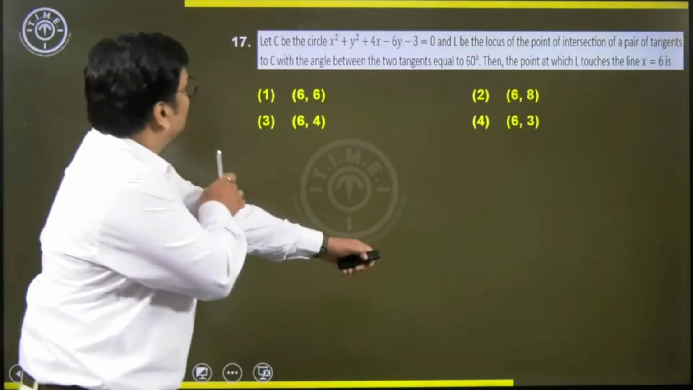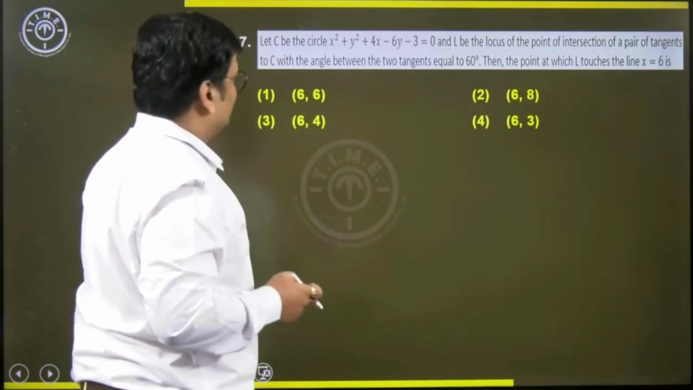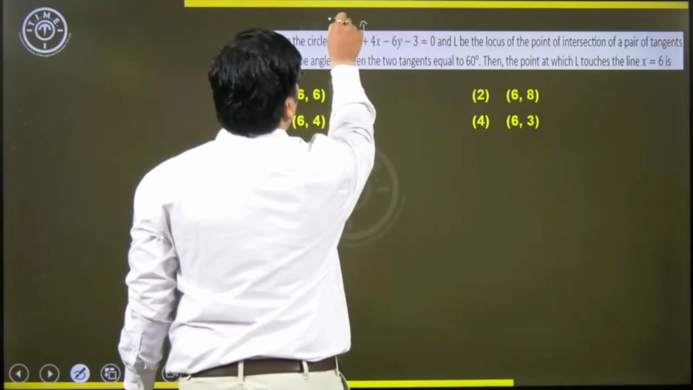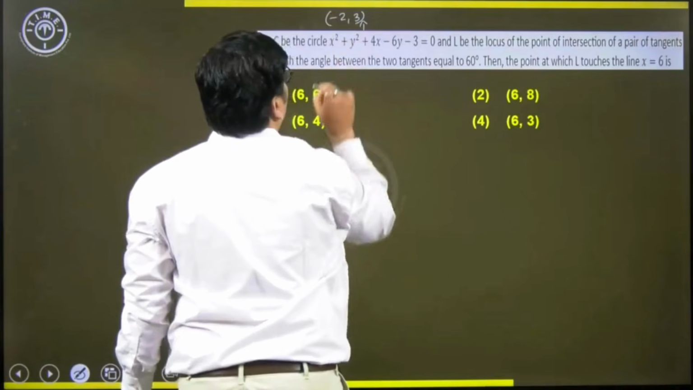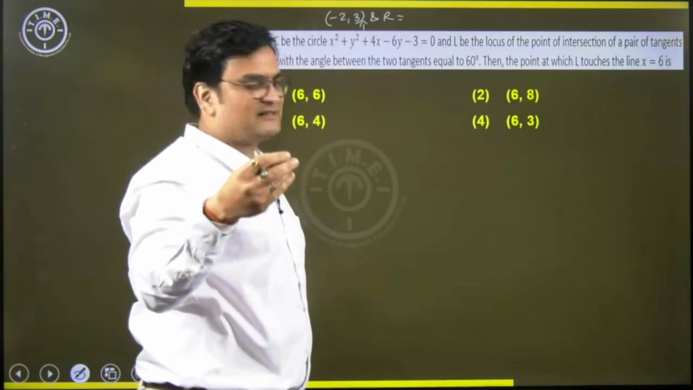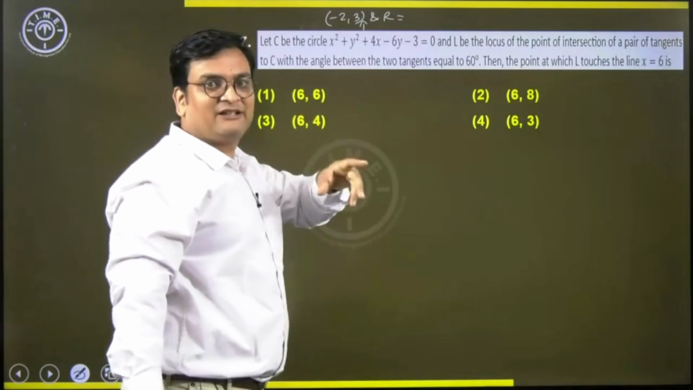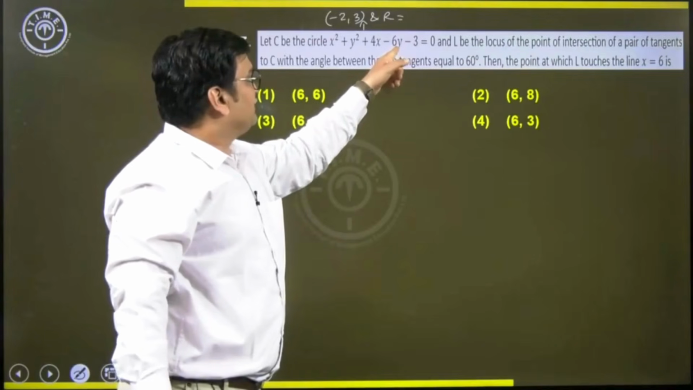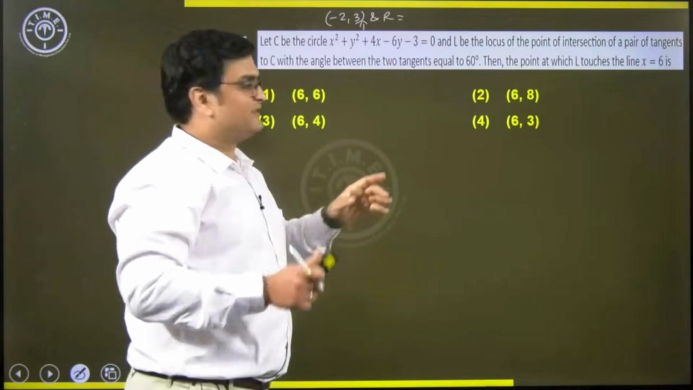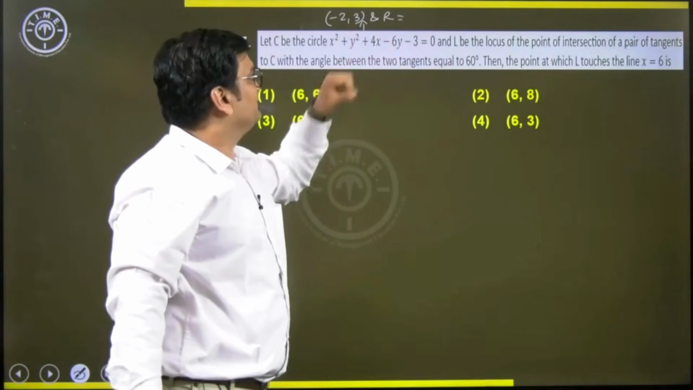Next, let the circle be x square plus y square plus 4x minus 6y minus 3 equal to 0. So if you look at the circle, the center will be (-2, 3). There is a formula that we have for center and radius, I hope we know that. The center is obtained as: take the coefficient of x, take half of that and change the sign, and the same for y. So the x coordinate of the center will be half of this, change the sign. The value of y will be half of this, change the sign. So when I do that, I'll get that.